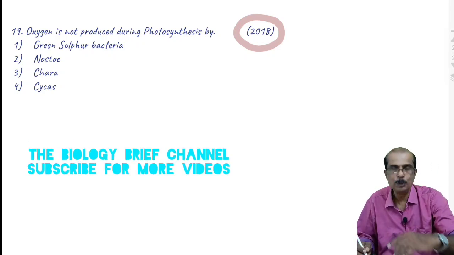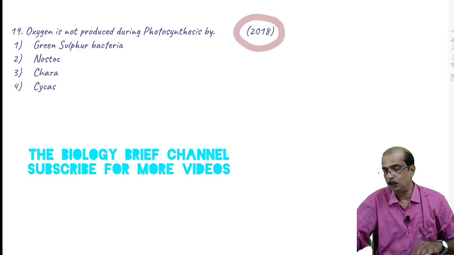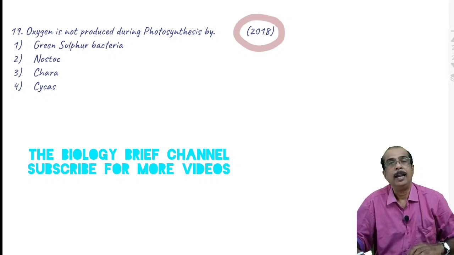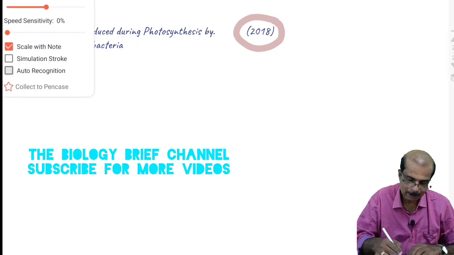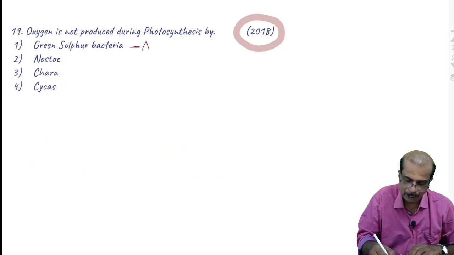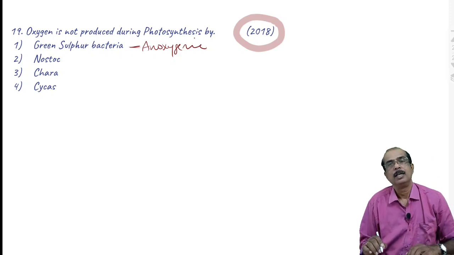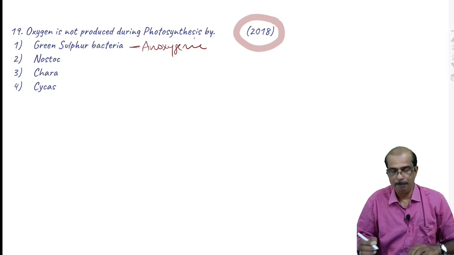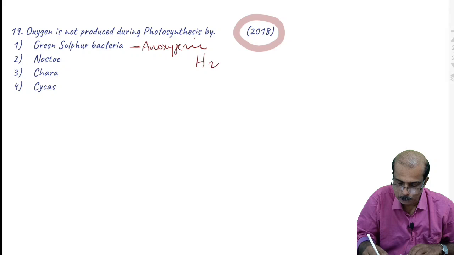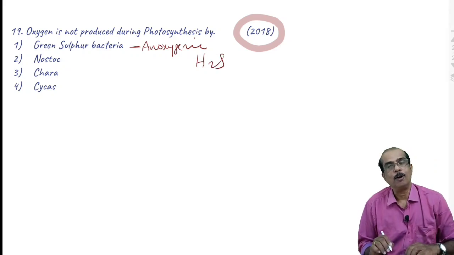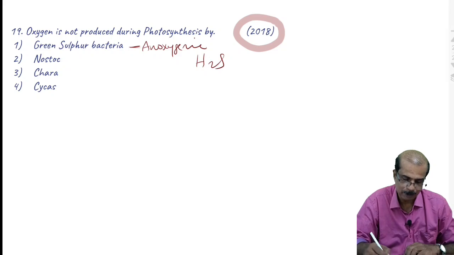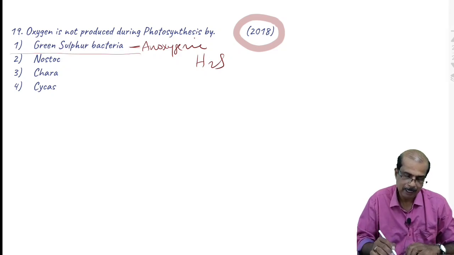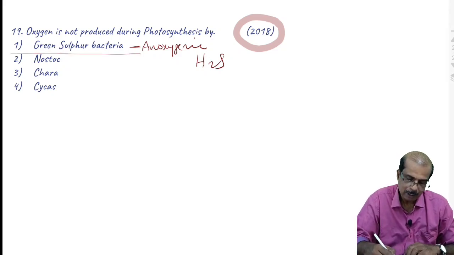Oxygen is not produced during photosynthesis by... There are two types of photosynthesis, anoxygenic and oxygenic. Here in green sulfur bacteria, there is anoxygenic photosynthesis, where oxygen is not evolved because here H2S is the hydrogen donor, not water. So there is no evolution of oxygen in green sulfur bacteria, and the answer to this question is green sulfur bacteria.